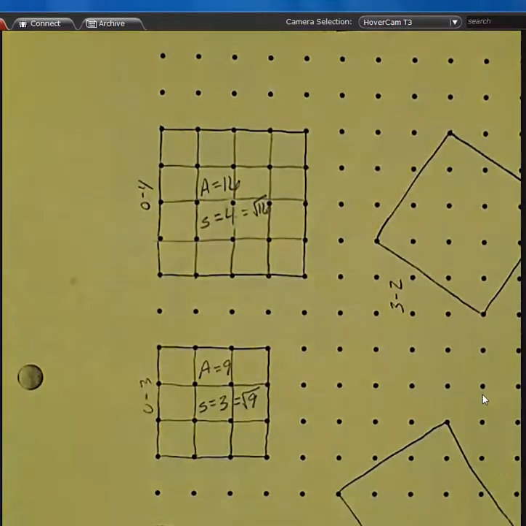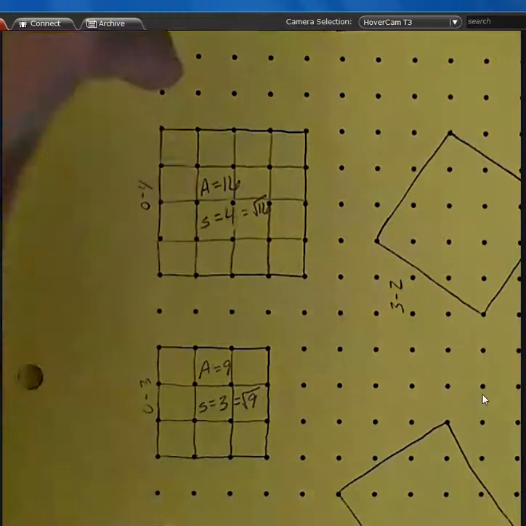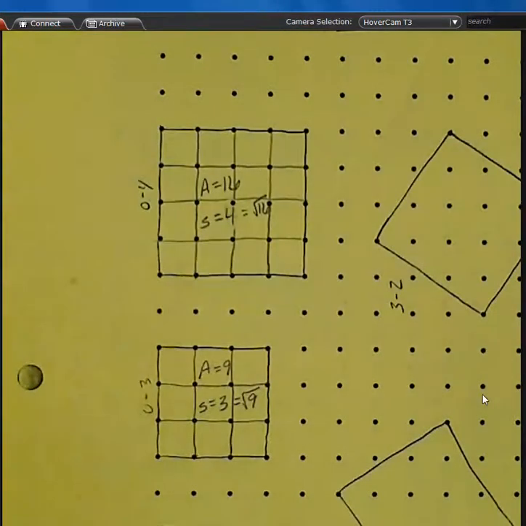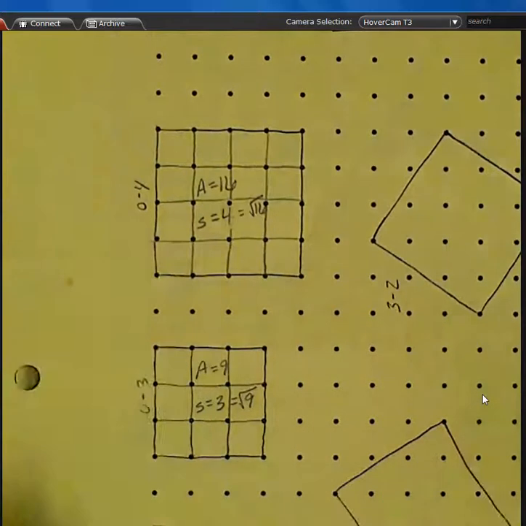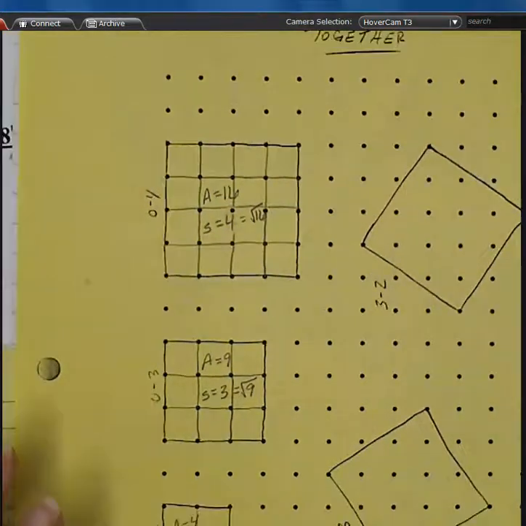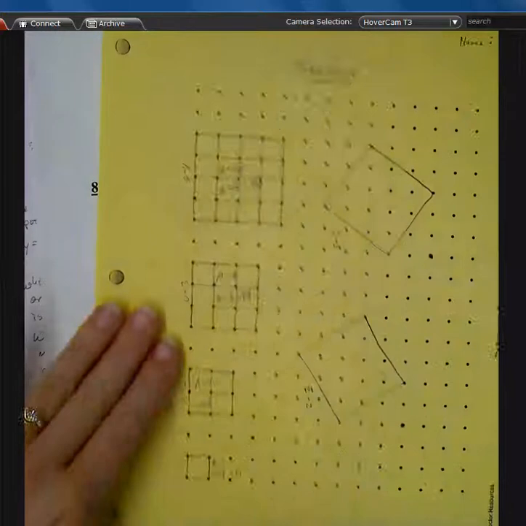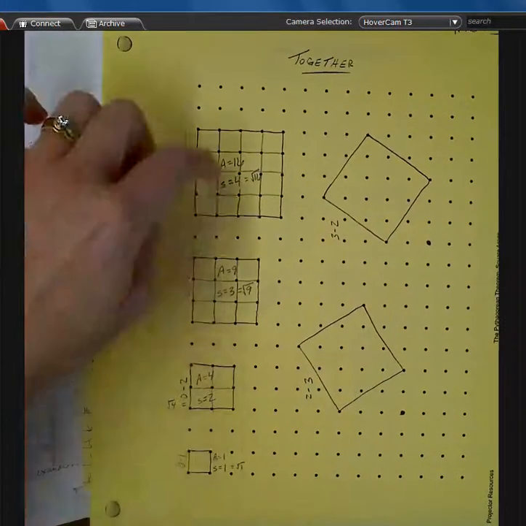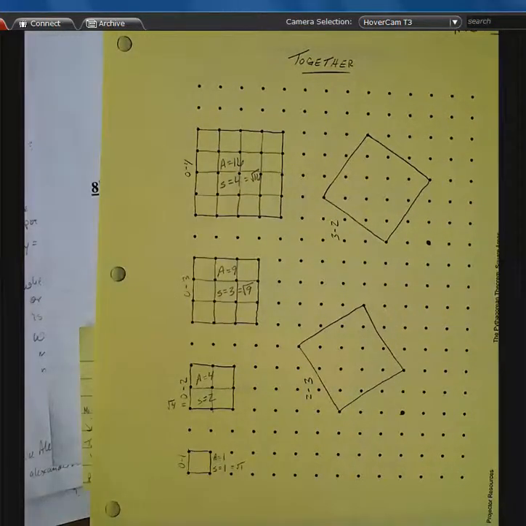So those are all 1, 4, 9, and 16. Those are all what? Perfect squares. Perfect squares, it's automatically going to be a whole number. What do you notice about all of these squares right here? They're perfect squares.